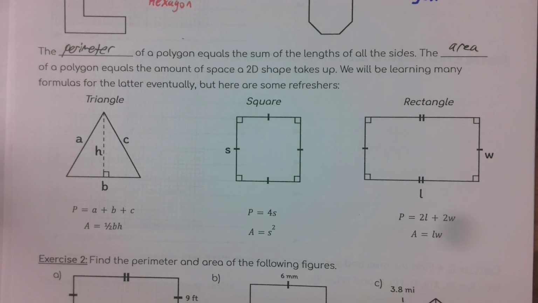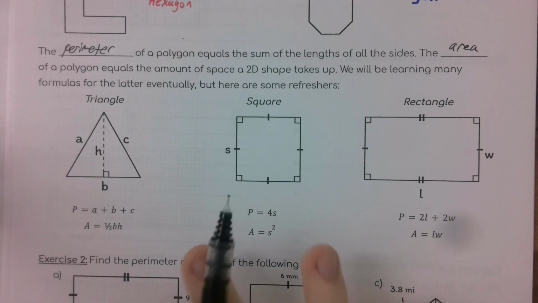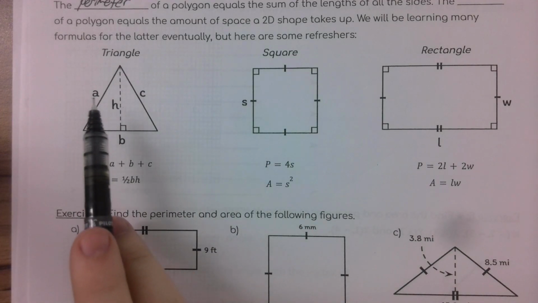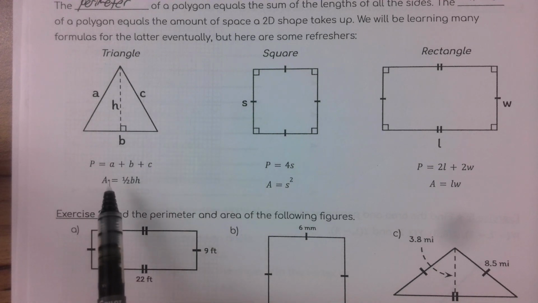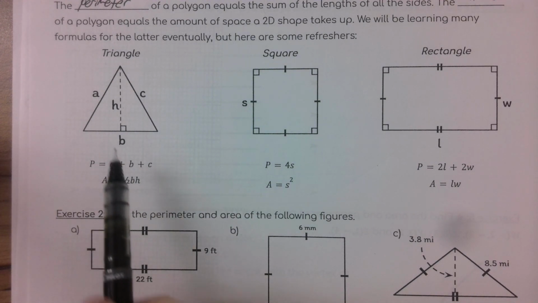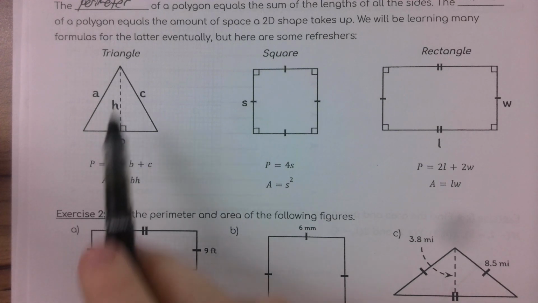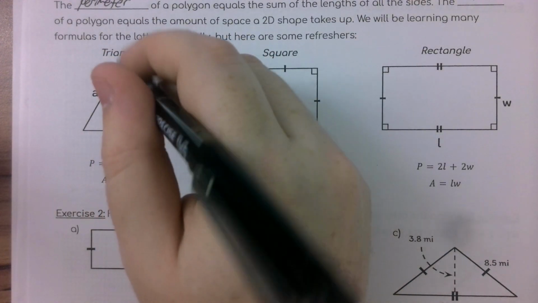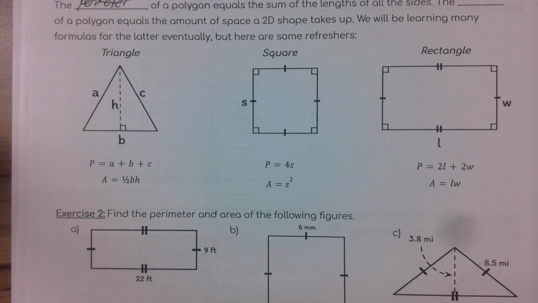We're going to be learning a lot of formulas for area much later, but here are some refreshers that we will need to know for this unit. The perimeter of a triangle is found by adding up all the sides, A plus B plus C. And the area of a triangle is 1/2 the base times the height. The base is whatever side is perpendicular to the height. So they sort of make a T shape.